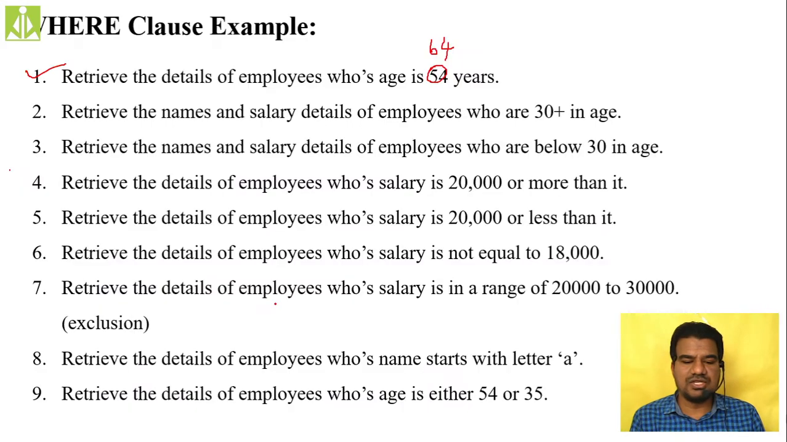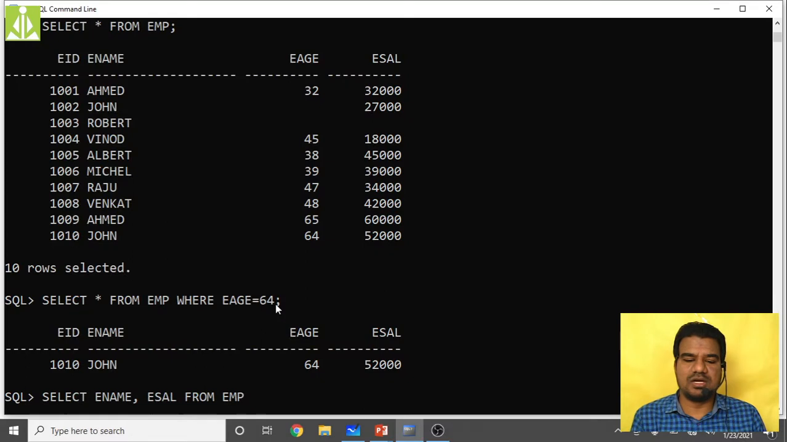Okay, what is the condition? They said who are 30 plus in age. 30 plus in the sense older than 30 years. Okay, older than 30. So where age must be greater. 30 plus in the sense age must be greater than or equals to 30, we can say. Greater than or equals to 30.